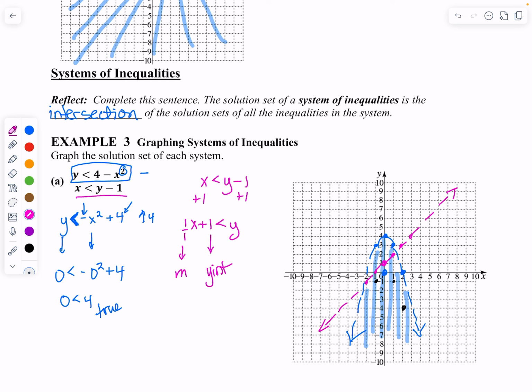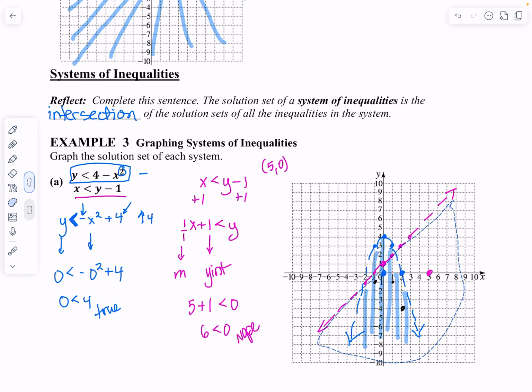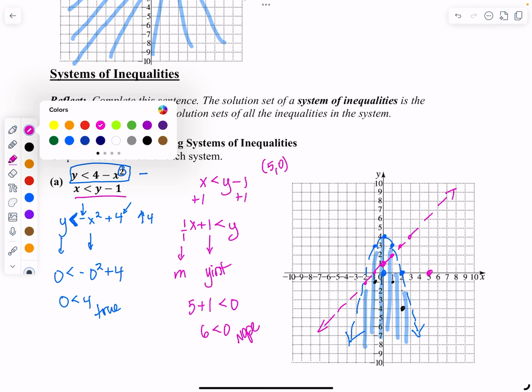I always grab 0, 0, but just to show you that I don't have to have 0, 0, let me grab another number. Let's try 5, 0. How about that? So 5, 0 would be my point. So where the x is, I would put a 5 in. So it'd be 5 plus 1 is less than 0. So is 6 less than 0? Nope. So that means where this point is, that whole side is not the solution, which means the other side is the solution. So let's shade it up here.